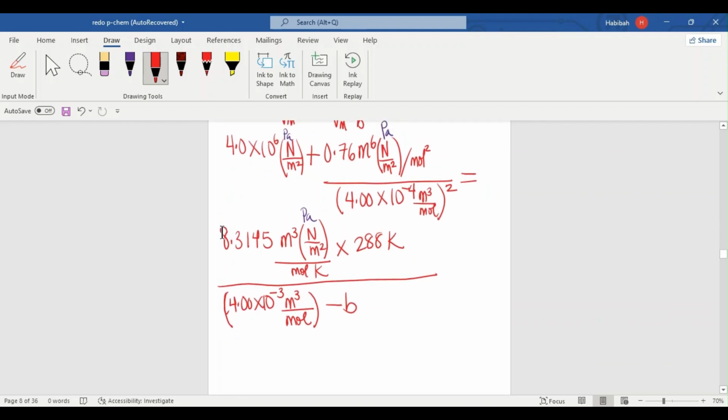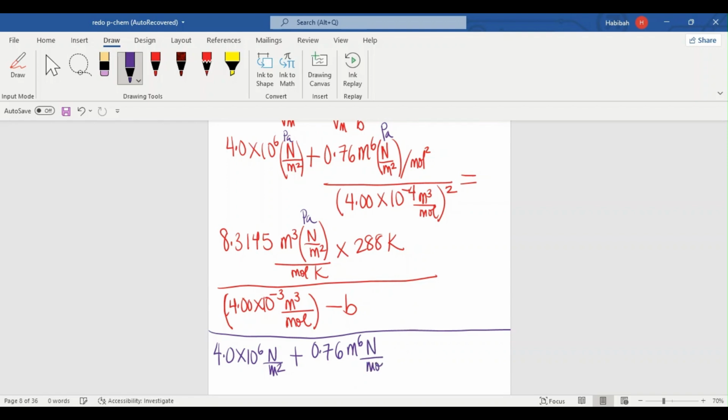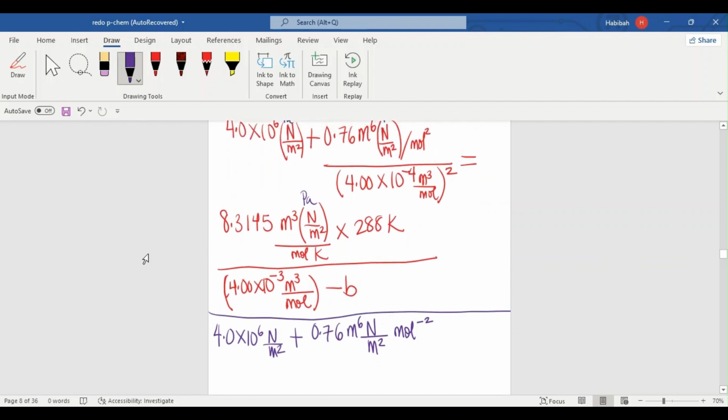Rewriting this again, let me change the color so we can easily differentiate. You have 4.0 times 10 to the power of 6 Newton per meter squared plus 0.76 meter raised to the power of 6 Newton. Sorry, I apologize, let me rewrite this. Newton per meter square per mole squared. Let me just say mole raised to the power of negative 2, just to make things easier.